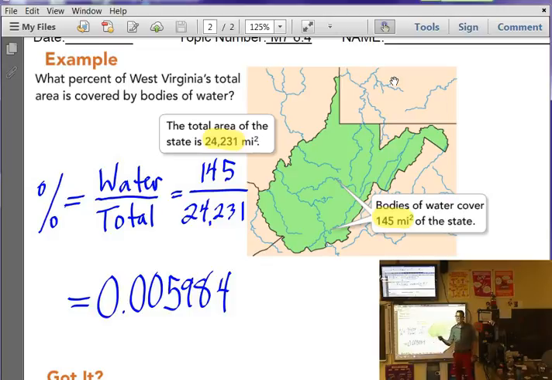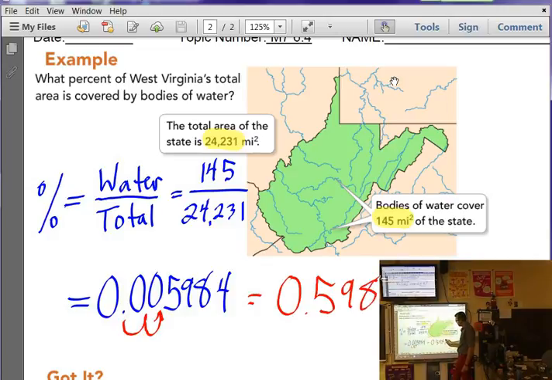That gives us the decimal form of the percent. So to get to percent, we still need to convert by doing what, Jeremiah? Move the decimal 2 places to the right. And now my percent becomes 0.598. And the 4 leaves my 8 alone. So approximately 6/10 of 1% of West Virginia is covered with water.